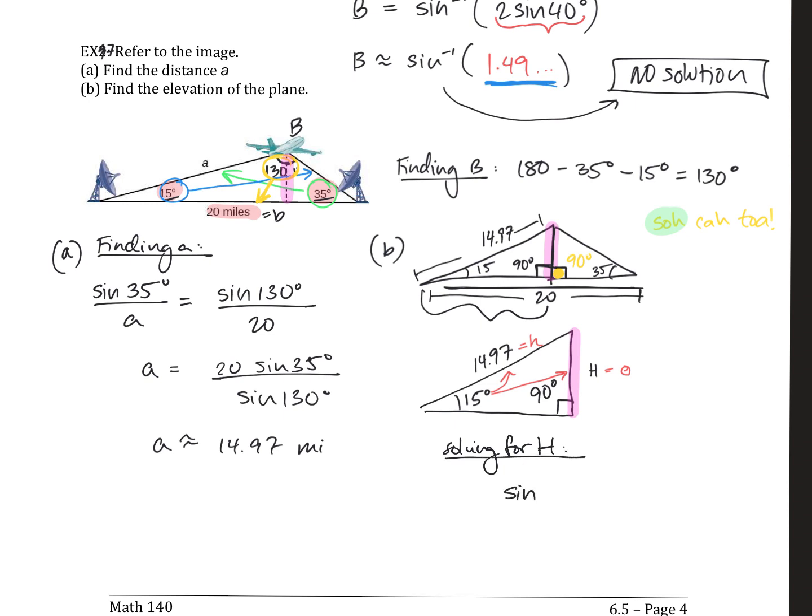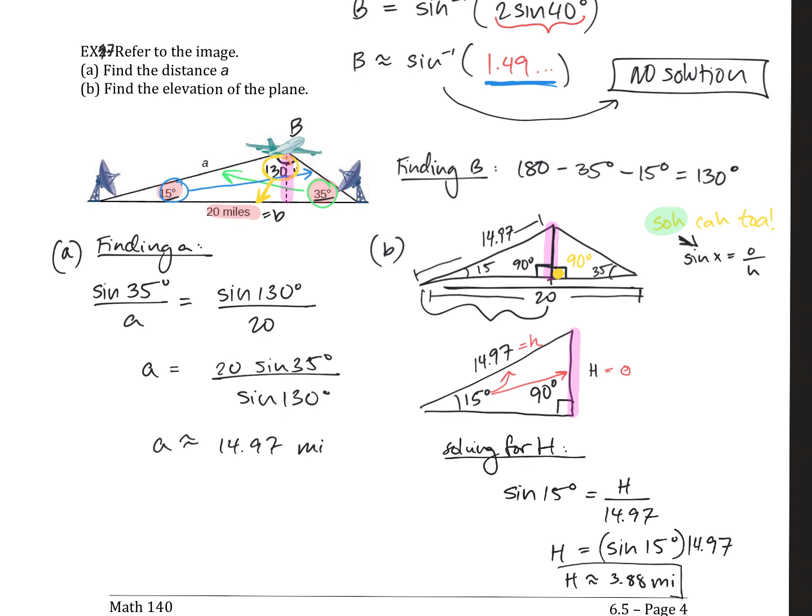So we have sine of 15 degrees is going to equal, once again, sine of x is equal to opposite over hypotenuse. That's from SOHCAHTOA. So the opposite value is h, which we're solving for, and the hypotenuse is 14.97. So h is going to equal sine of 15 degrees times 14.97. Plugging that into our calculators, we get h is approximately 3.88. And once again, because of your given units, we're going to answer with units, and the answer is miles.